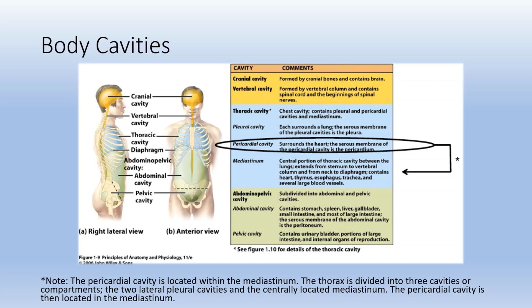Below the thoracic cavity and below the diaphragm, we find the abdominopelvic cavity, which can be divided into the abdominal cavity and the pelvic cavity. The abdominal cavity includes digestive viscera or digestive organs such as the stomach, and the pelvic cavity includes organs such as the urinary bladder, as well as reproductive organs in both male and female.